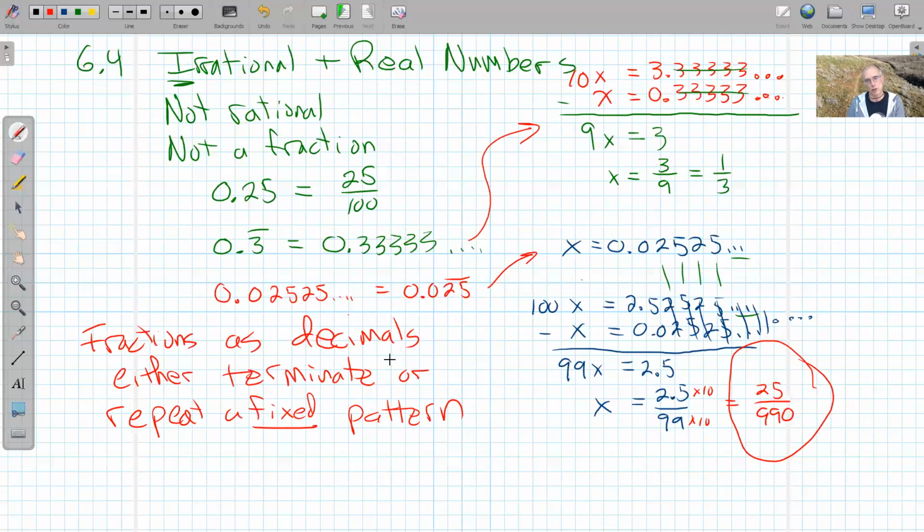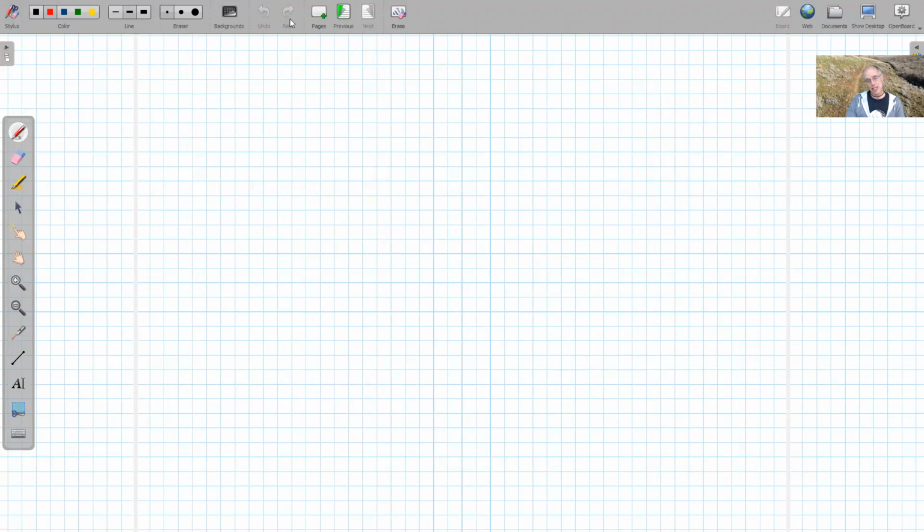And we even went so far as to be able to differentiate based on the fraction, which fractions will terminate and which fractions will repeat. That's a whole other point, but I'm not going to go over that right now. So if there's a decimal that does not repeat a pattern, it cannot be a fraction.